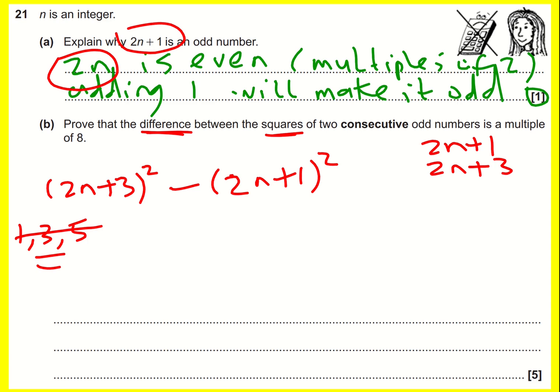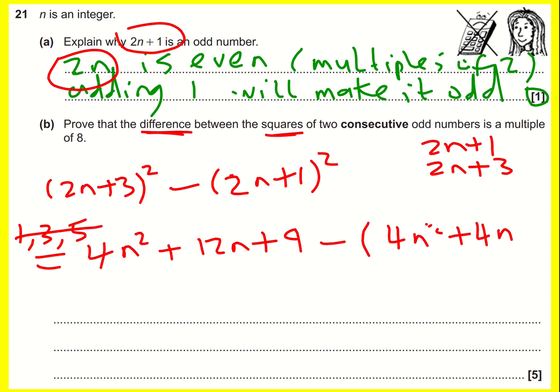If you're on this last question, you can probably multiply brackets pretty quickly. So it's going to be 4n squared, but when I do 2n times 3, I'm going to get 6n, but then I'm going to get two lots of that, so I'm going to get 12n, and then I'm going to get a plus 9. And then I'm going to minus 4n squared again, then I'm going to do 2n times 1, but double that, so I'm going to be adding 4n, and then I'm going to be adding 1. Okay, so really important to keep that bracket in there.